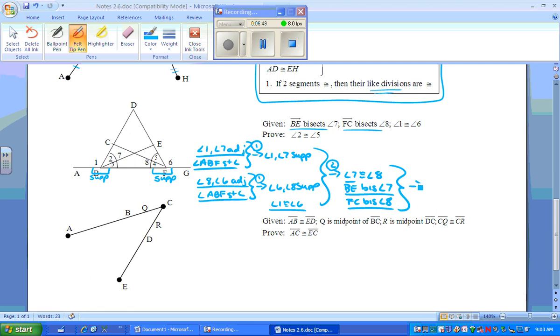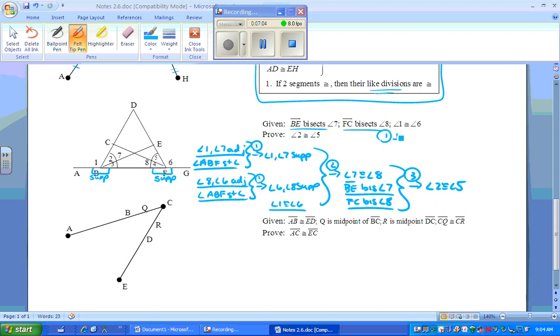Those three things together, it's either going to be like multiples or like divisions. So let's see. We wanted angles 2 and 5. So those are definitely smaller than 7 and 8. So it's like divisions. So what are our reasons?